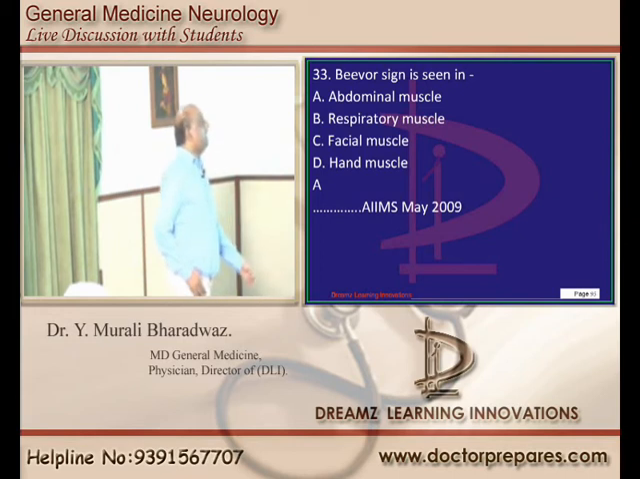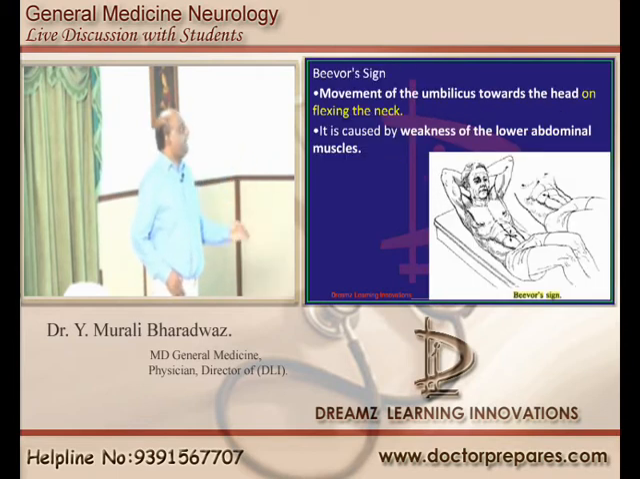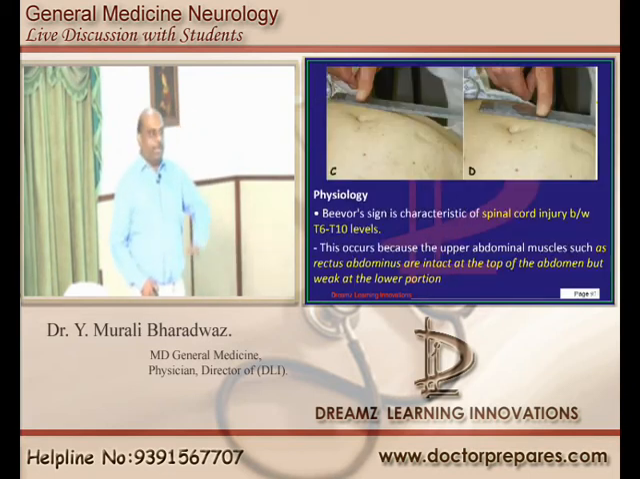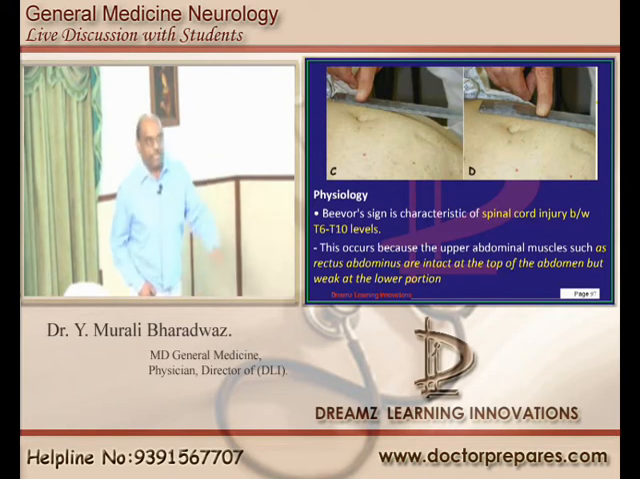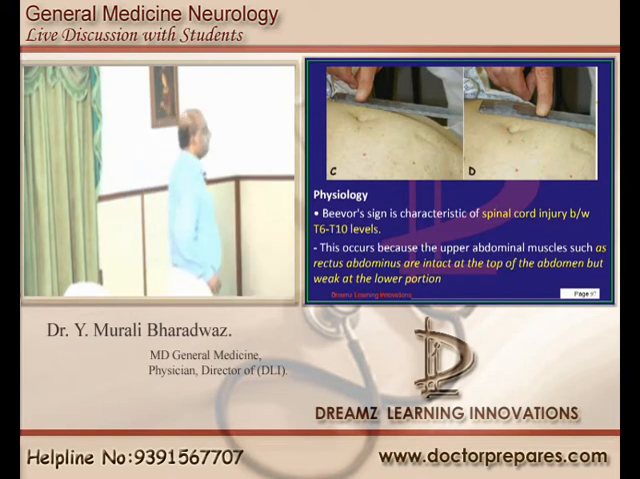So basically when you ask the patient to flex his neck, then the umbilicus will be moving in upward direction because of the weakness of the lower abdominal muscles. And why does it happen? Because lower abdominal muscles are basically supplied by T6 to T10. Any injury of the T6 to T10 will lead to development of the upward migration of the umbilicus when the patient is trying to flex forward.